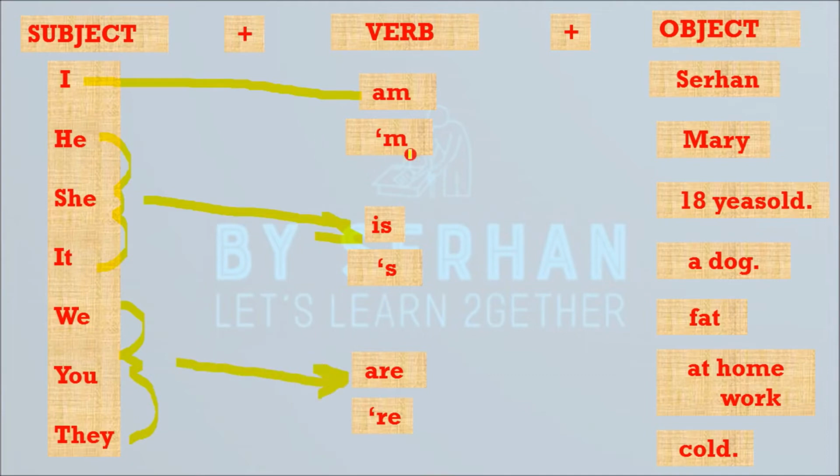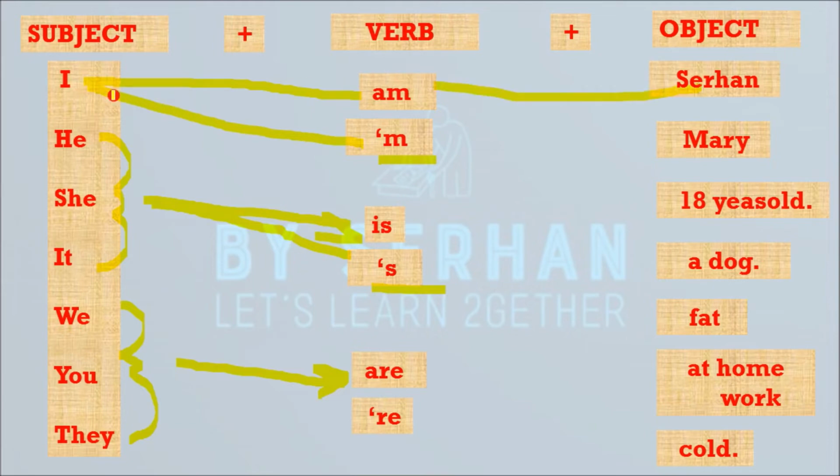And for short, as you see, I can write it here and pronounce it as I am, she is, and we, you, they are. Then I can use a noun, I can use an adjective, or I can use a preposition. For example, let's try to make sentences together.